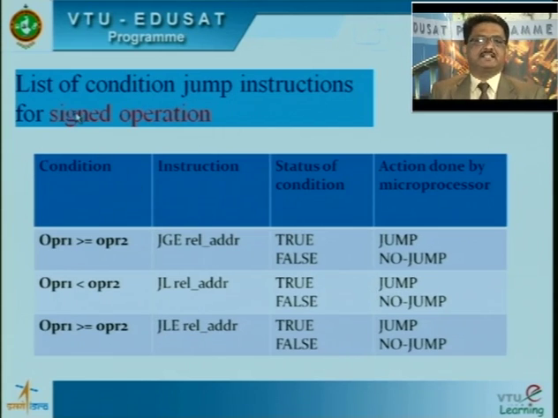So everything is similar to the unsigned operation. Only thing is here, instead of above and below, we will be using greater and lesser. Carefully observe this. So here I say JGE, there I was saying JAE.